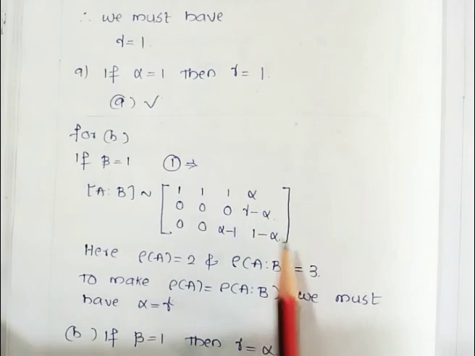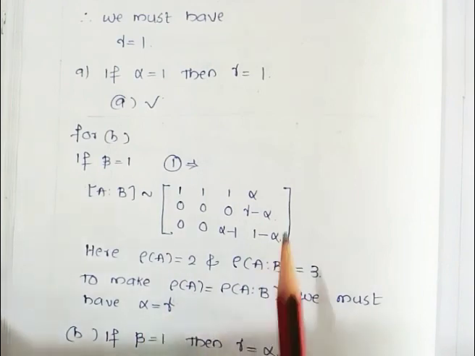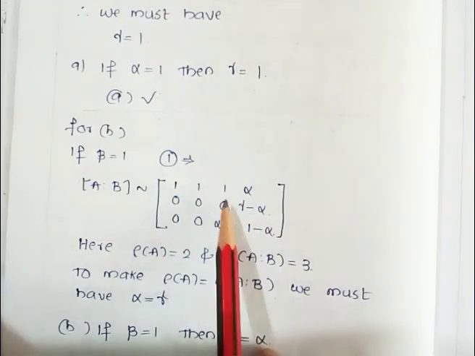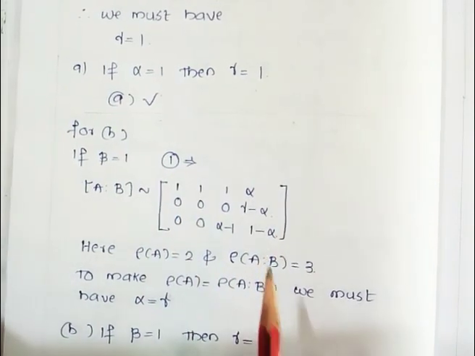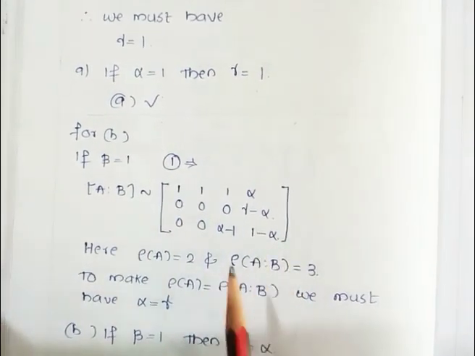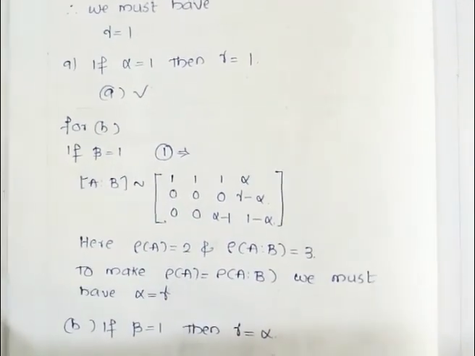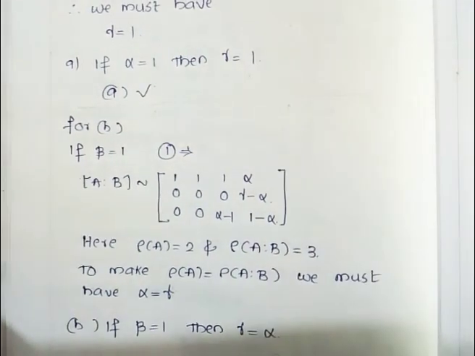Our system is consistent, so to make rank of A equal to rank of augmented matrix AB, we must have alpha equal to gamma. That is, when alpha is equal to gamma, this row is completely 0. Therefore this matrix has rank 2, and the augmented matrix also has rank 2. Therefore to make it consistent, we must have alpha equal to gamma. So our second option, if beta is equal to 1, then gamma is equal to alpha, is a true statement. So our second option is also correct.